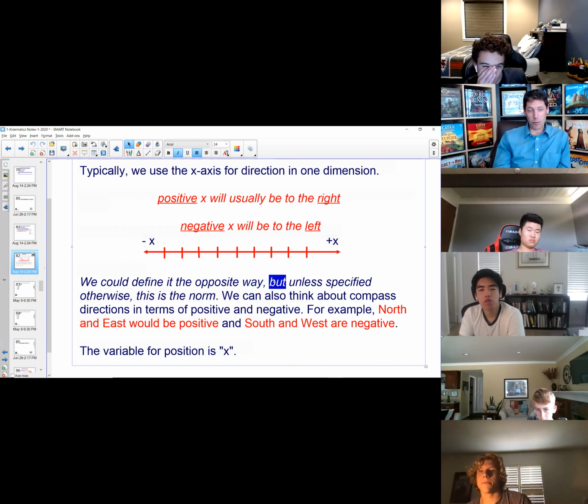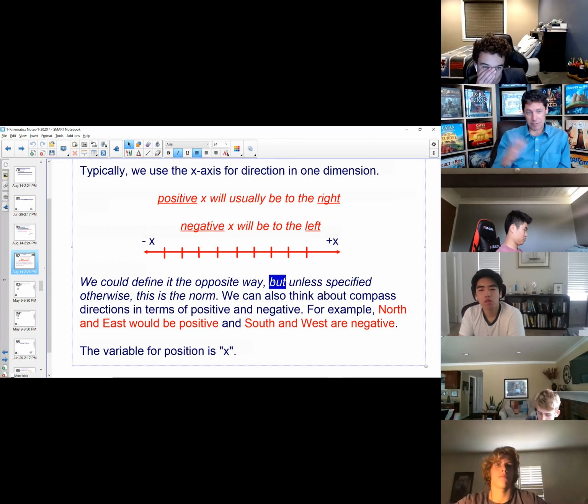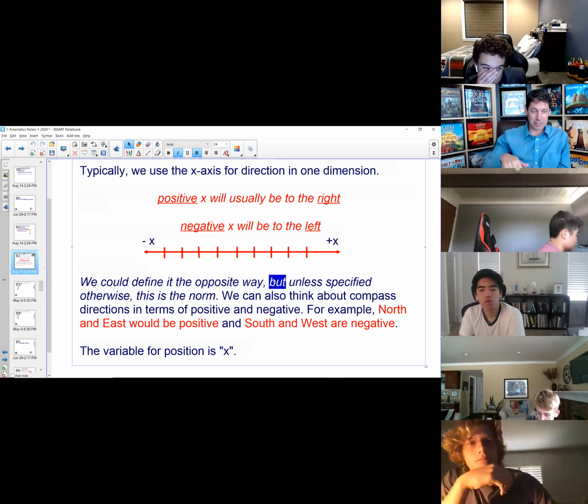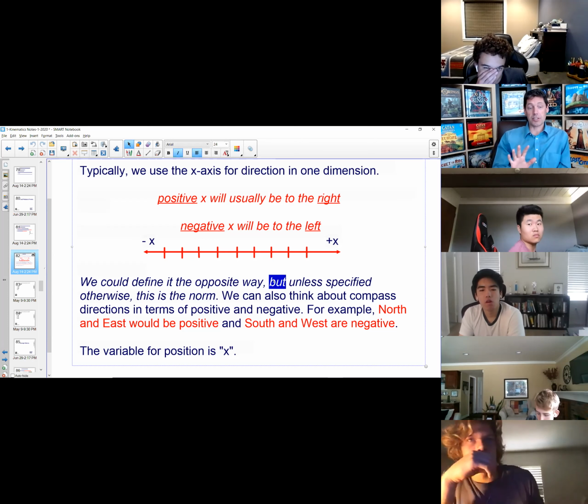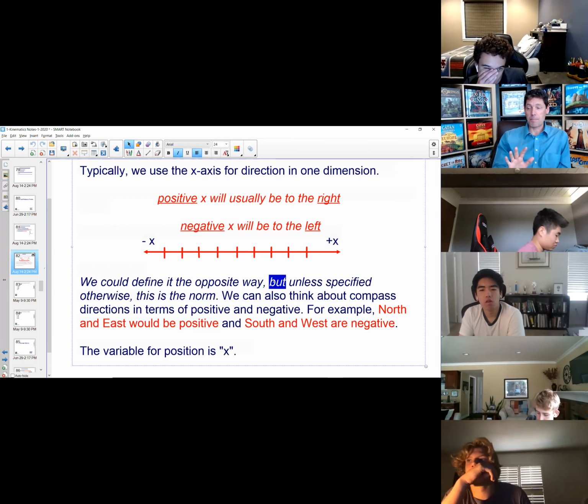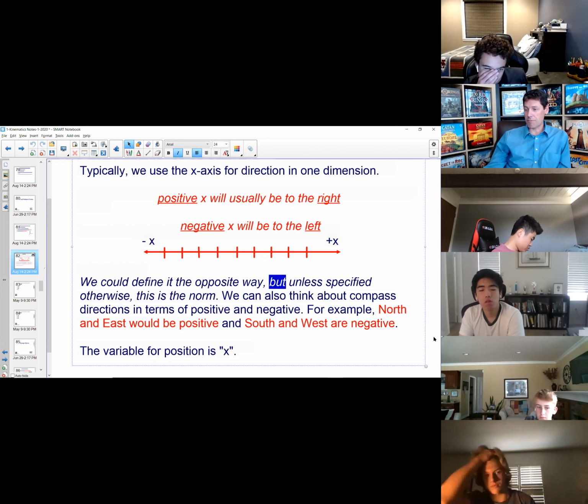Unless you specify, we assume right is positive, left is negative, up is positive, down is negative. So we assume it matches the coordinate plane directions unless you've specified otherwise. Okay, so you can define it another way, but you have to clearly specify that if you're defining it another way. And then it just reminds you here that it's the same for the compass directions.